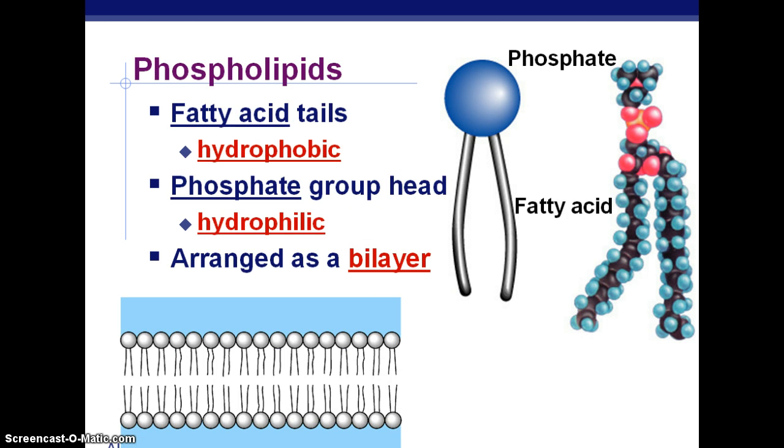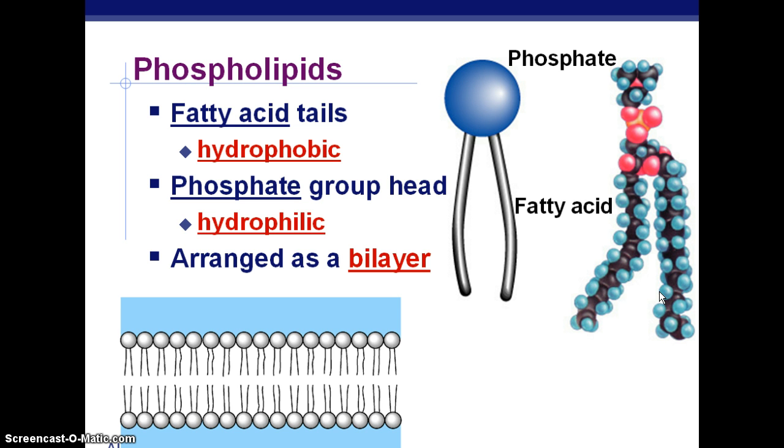Phospholipids are one of the key components of cell membranes. They're composed of two main parts. Here we see the phosphate head and the fatty acid tail, or over here we have a molecular diagram of the phosphate head and the fatty acid tails.